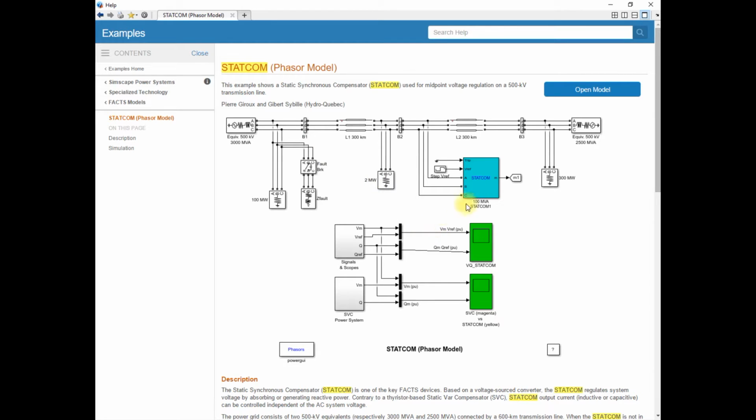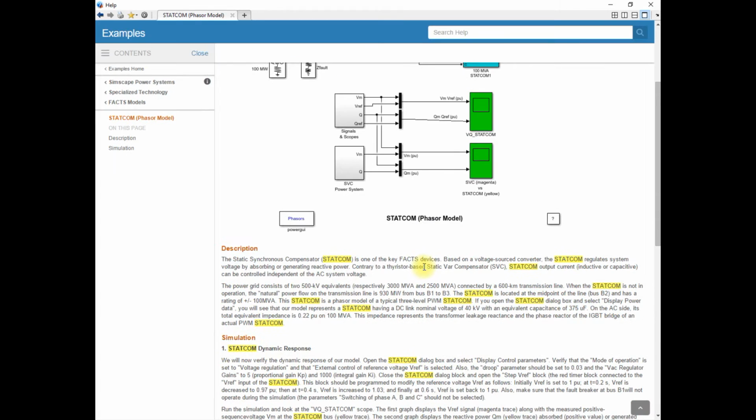So first we understand the description of this block. In the description you can see the voltage source converter, the STATCOM, that regulates the voltage. As we know in the theory, a STATCOM regulates the voltage by absorbing or generating reactive power, and contrary to the thyristor based static var compensator, the STATCOM output current can be controlled independently of the AC system voltage. As we know, in the SVC the current or reactive power depends upon the square of the system voltage, whereas in the STATCOM the output current does not depend upon the system voltage.